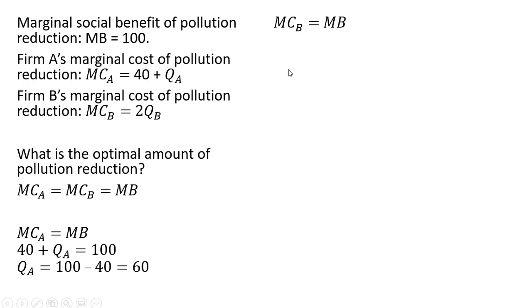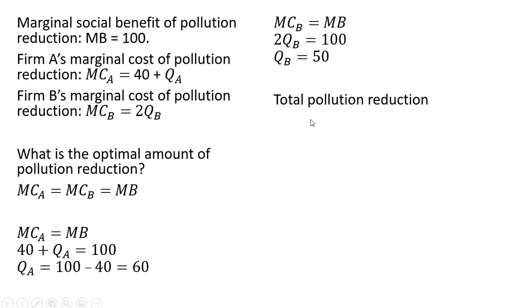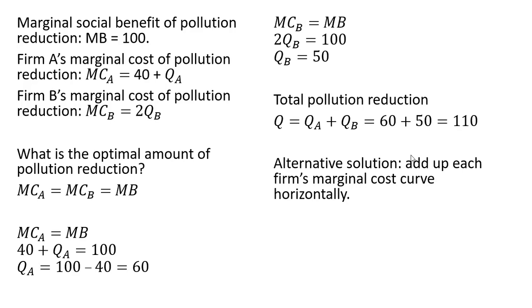For firm B, we're going to set the marginal cost of pollution reduction for firm B equal to the marginal benefit and solve for firm B's pollution reduction. Here we find it's 50 units. Total pollution reduction in the industry then is going to be 110 units, 60 from firm A, 50 from firm B. We can look at an alternative solution.